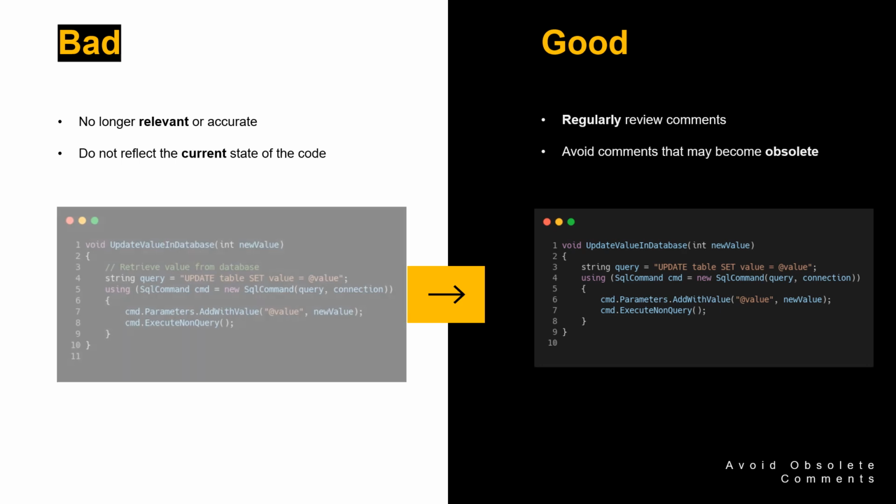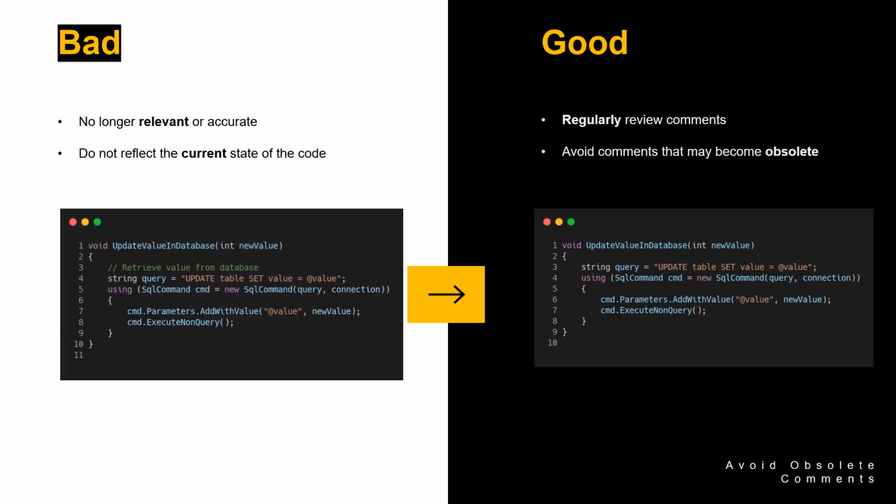Here is an example of a bad code snippet that includes an obsolete comment in a function in C#. In this example, the comment "retrieve value from database" is obsolete because the function is actually updating a value in the database, not retrieving it. This comment can be confusing for developers reading the code, as it does not accurately reflect what the function is doing.